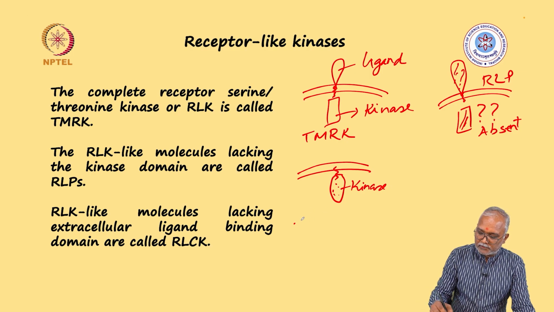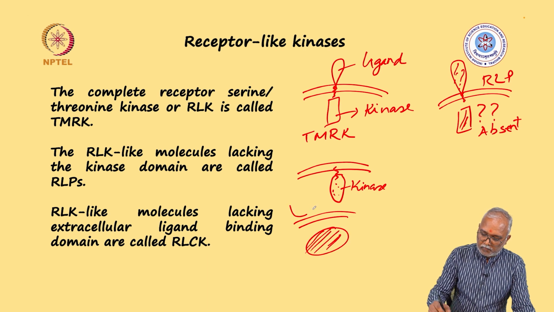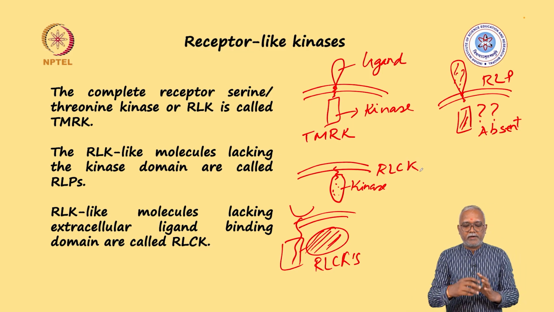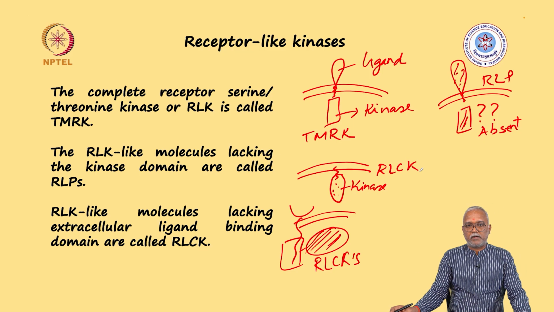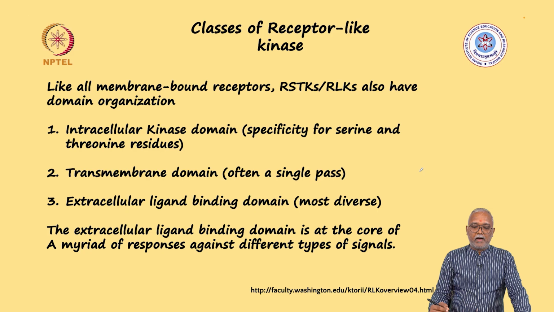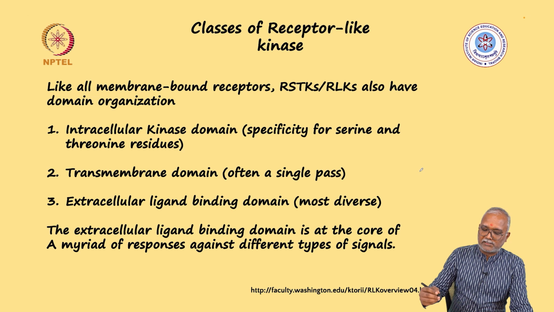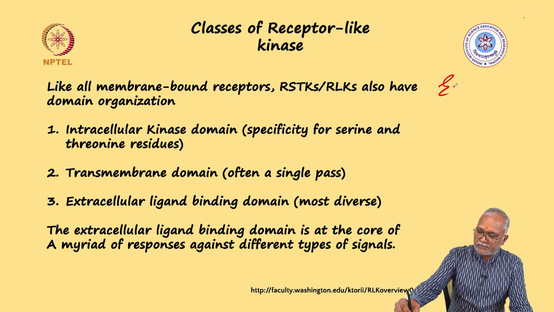Sometimes the soluble kinases which associate with the receptor are also referred to as RLCKs. But classically, they should be tethered to the membrane to be called RLCK. So we will see a combination of all these forms of the receptor-like kinases coming to the fore for signaling. Now the diversity in the receptor comes from the extracellular domain which is present, and how is that arranged?